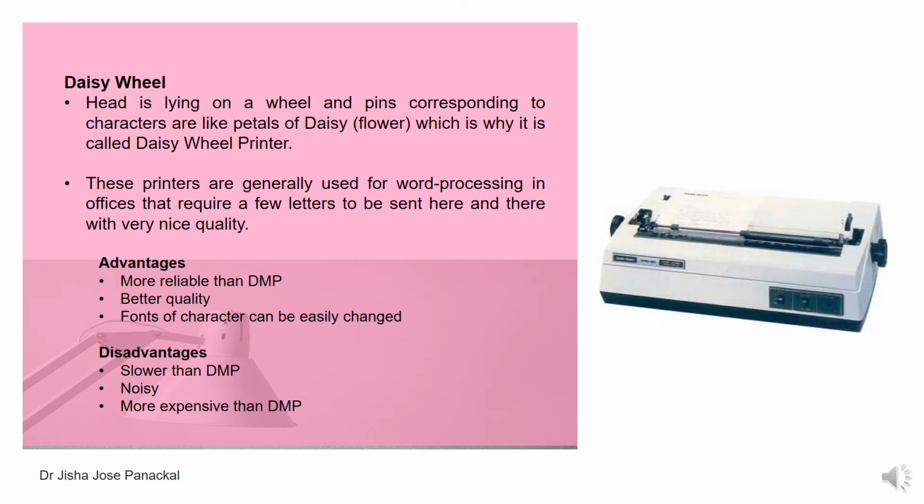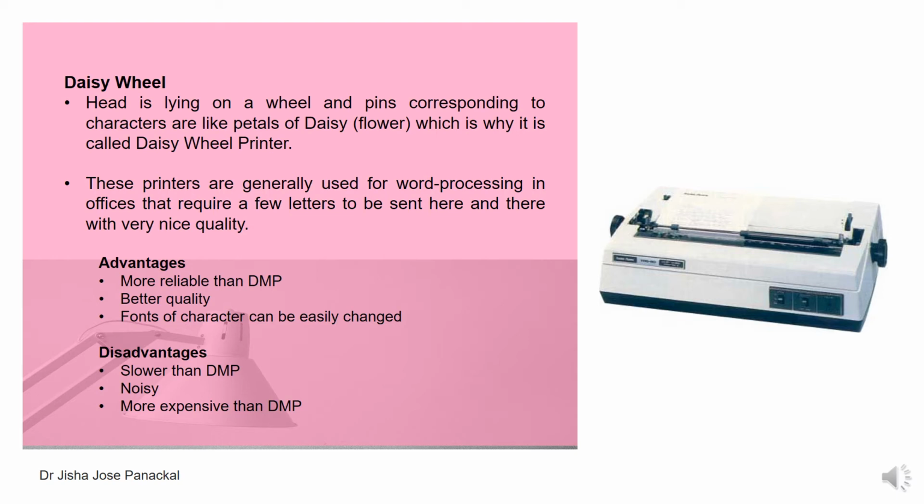Next one is daisy wheel printer. The head is lying on a wheel and the pins corresponding to characters are like petals of a daisy flower. That's why it's called a daisy wheel printer. These printers are generally used for word processing in offices that require a few letters to be sent, and they have very nice quality. So dot matrix printers provide less quality, but daisy wheel printers provide quality printing.